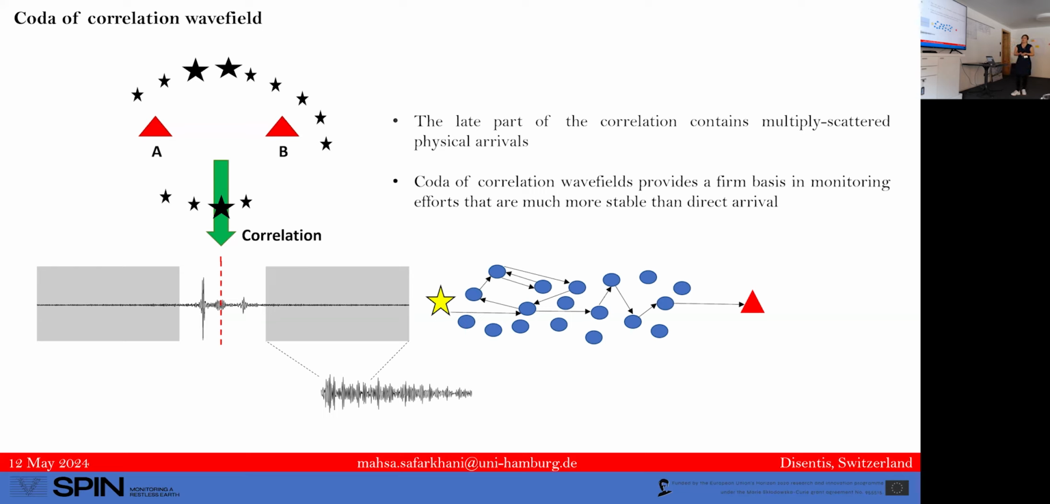later part of the correlation wave fields, and the coda of the correlation wave fields gives us the opportunity for many monitoring applications, as the coda travels in different paths and so contains the scattered wave fields and also multiply scattered physical arrivals. They are also considered a powerful method compared to some ballistic monitoring that is so stable, for example, in some measurements.